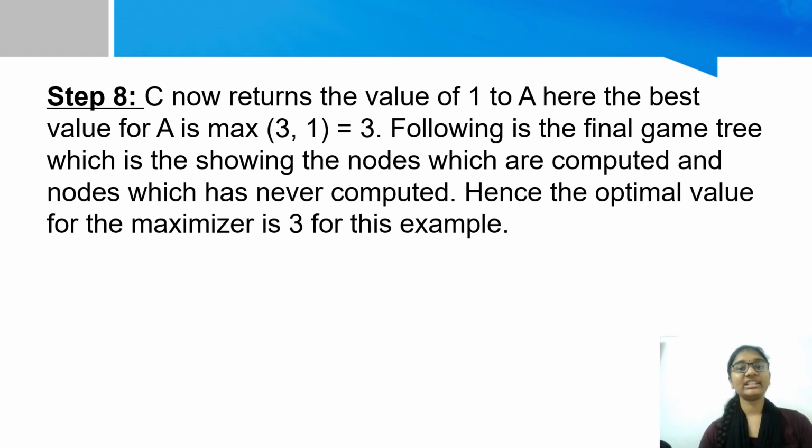Final step, C now returns the value of 1 to A. Here the best value for A is max of 3 comma 1, which is equal to 3. Following is the final game tree, which shows the nodes which are computed and the nodes which are never computed. Hence the optimal value for the maximizer is 3 for this example.